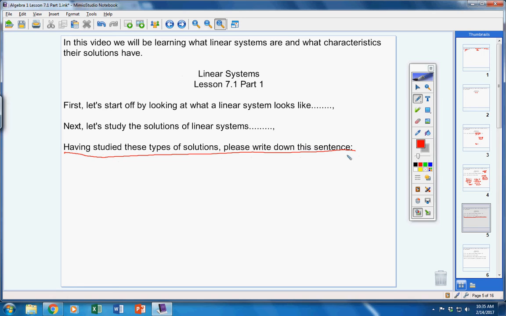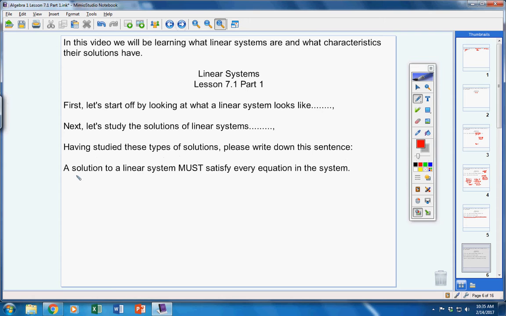So having said that, would you please write this sentence in your notes? I'm sorry, not that sentence, I apologize. Having studied these types of solutions, please write down this sentence. Write this down. A solution to a linear system must satisfy every equation in the system. The solution must satisfy every equation in the system. It must. Okay, please write that down. I'm going to move on in a second, so pause the video if you need to. A solution to a linear system must satisfy every equation in the system.